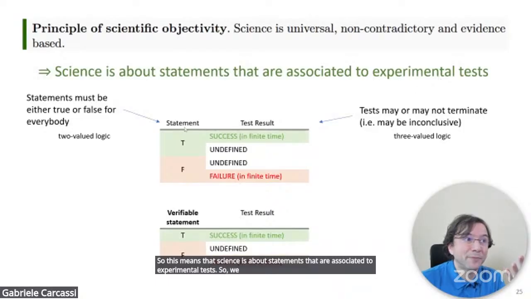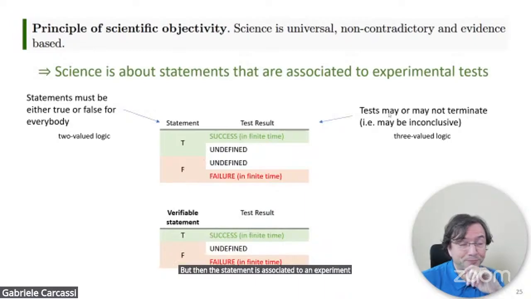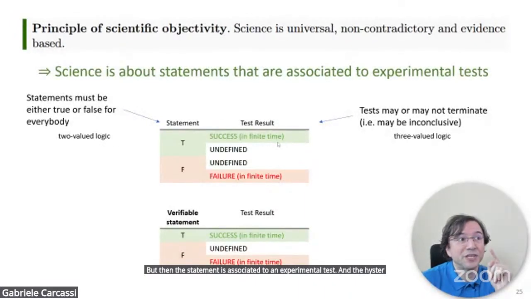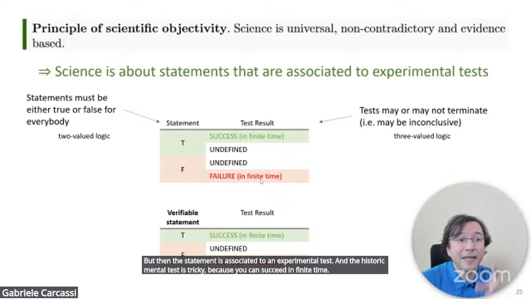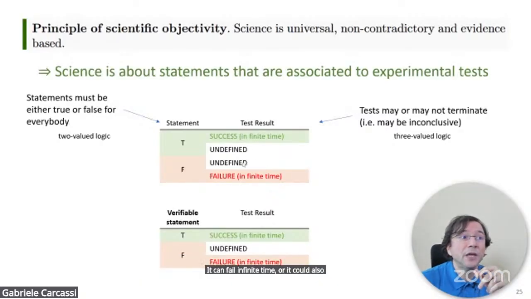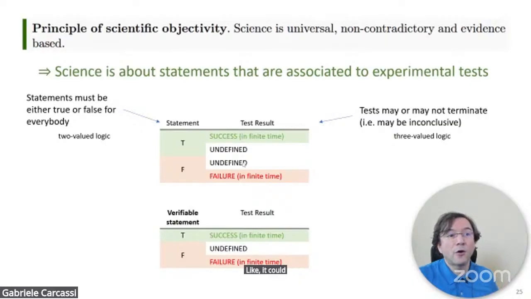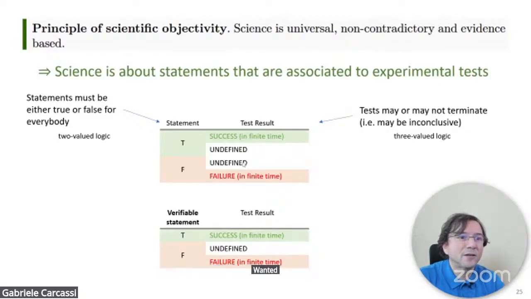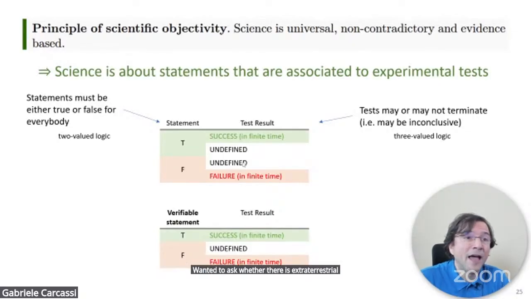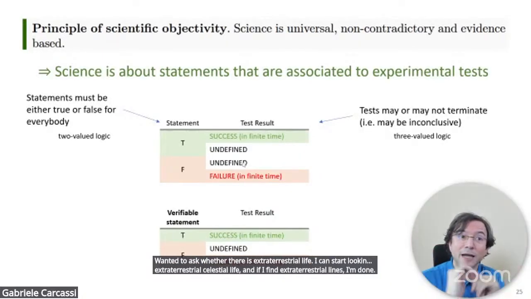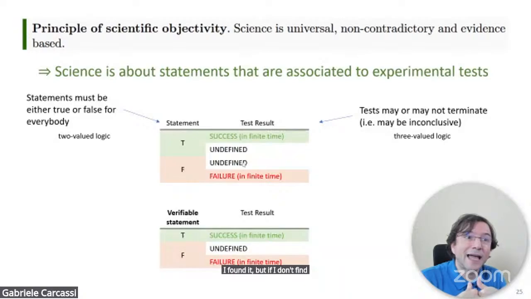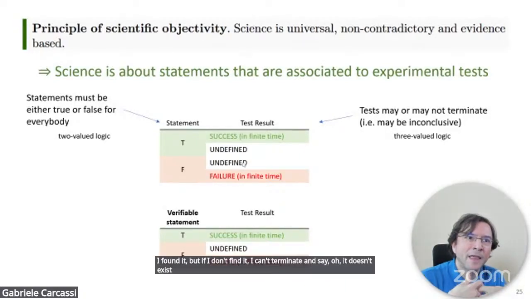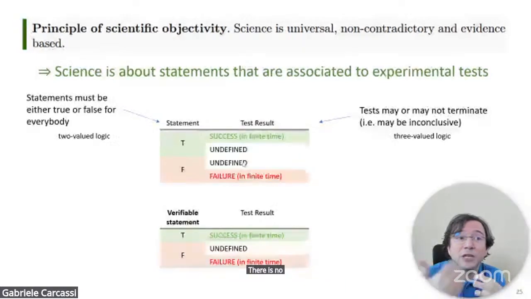So we have a statement, and it can be true or false, but then the statement is associated to an experimental test. And the experimental test is tricky because it can succeed in finite time, it can fail in finite time, or it could also be undefined. Like it could be something where you have no end. So for example, if I wanted to ask whether there is extraterrestrial life, I can start looking for extraterrestrial life. And if I find extraterrestrial life, I'm done. I found it. But if I don't find it, I can't terminate and say, oh, it doesn't exist. There is no termination condition. You have to keep going, keep going, keep going.